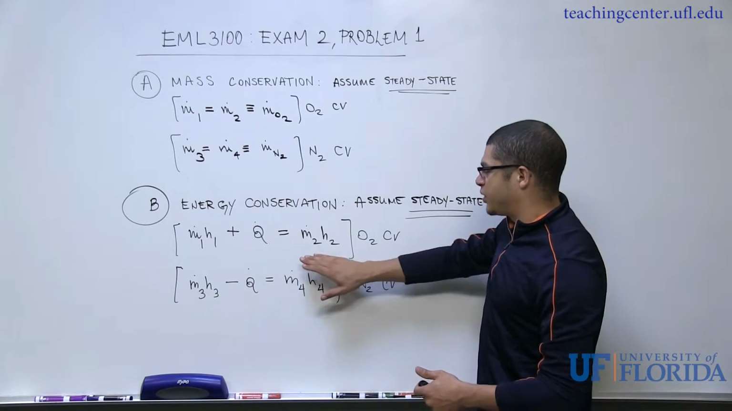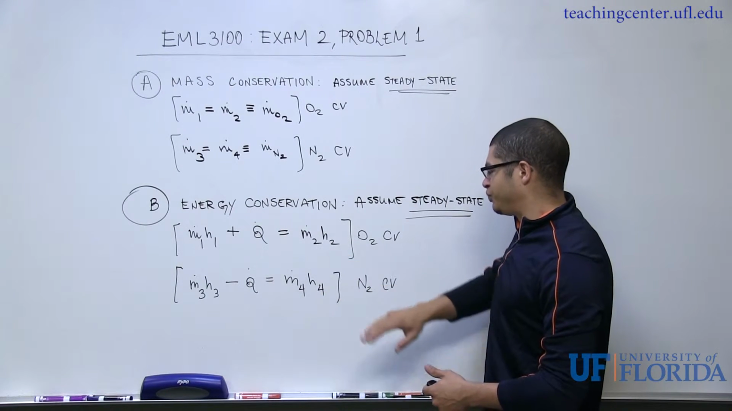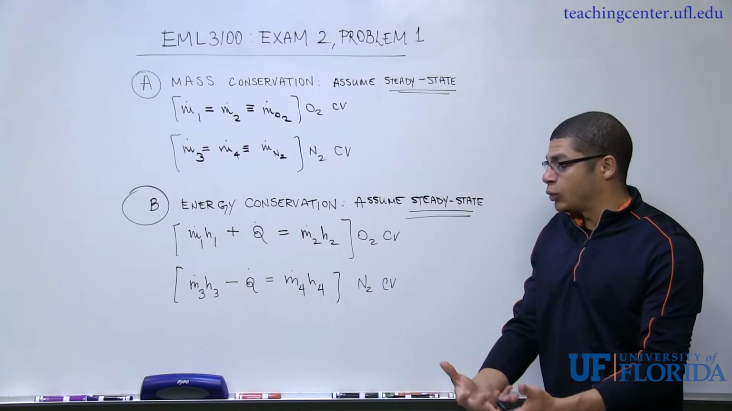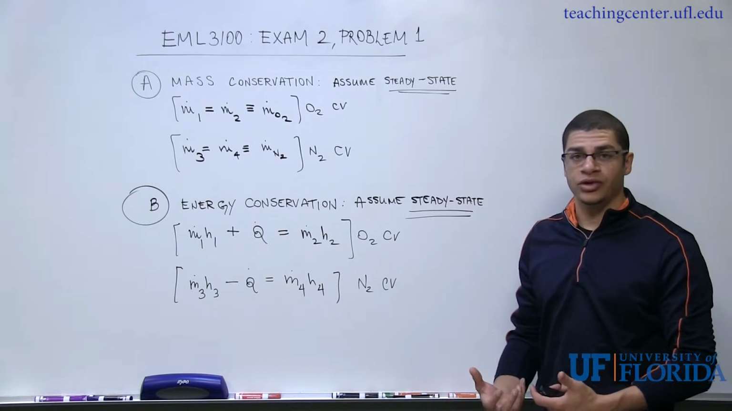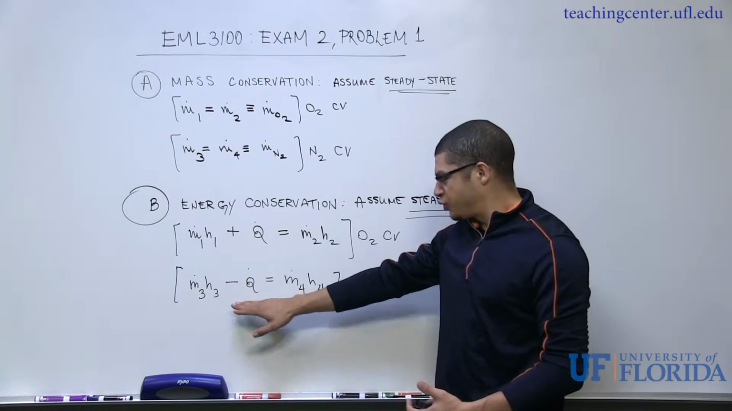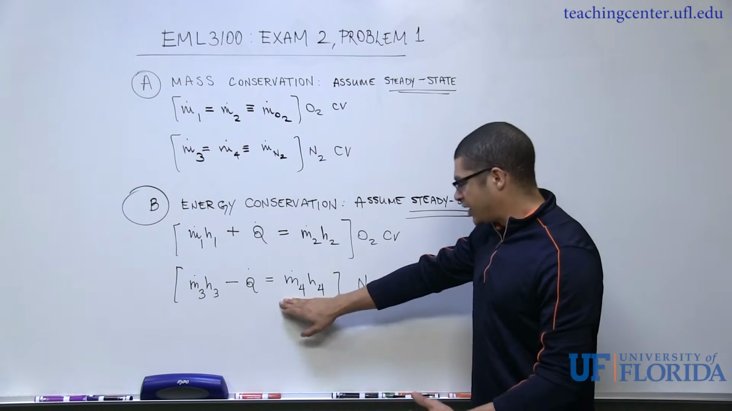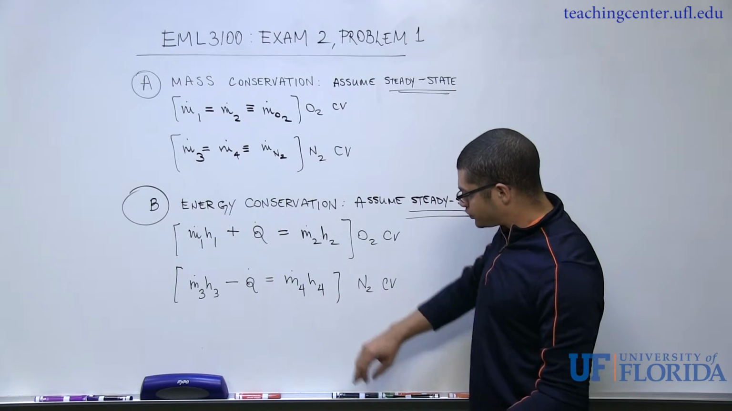And then on the outlet side, we have m dot 2 H2. And similarly, on the nitrogen side, we have m dot 3 on the inlet side. We're removing the same amount of energy, so the same variable Q dot, minus Q dot, and this is equal to the enthalpy flux on the outlet side, m dot 4 H4.